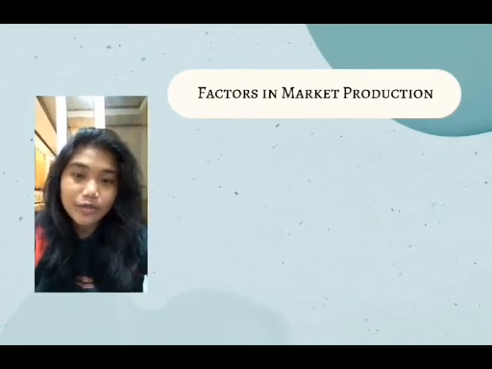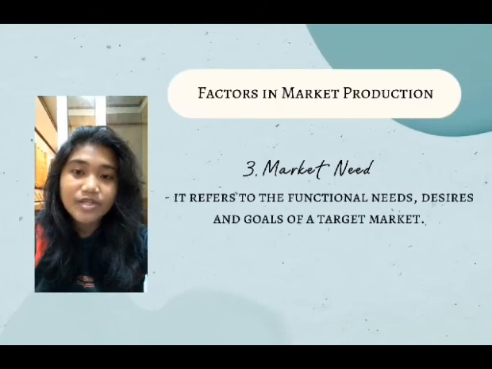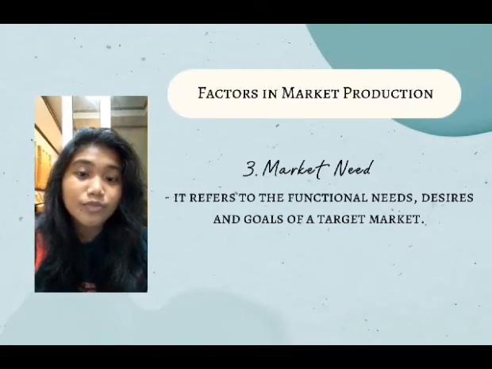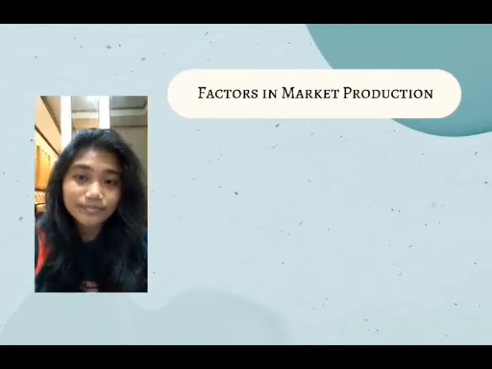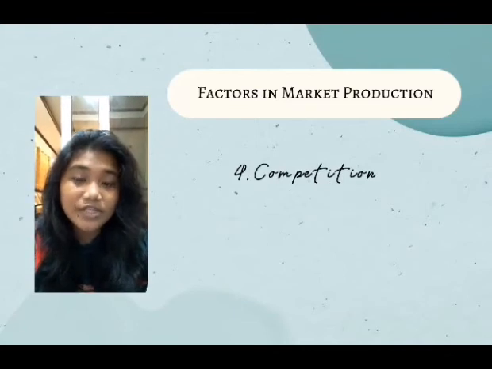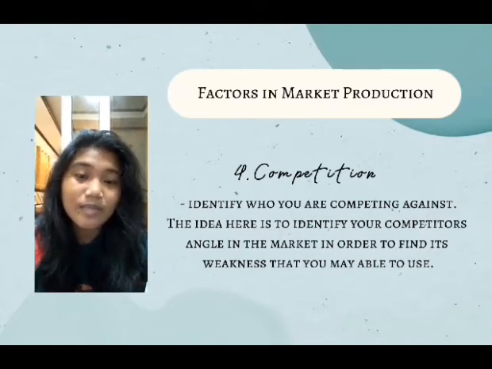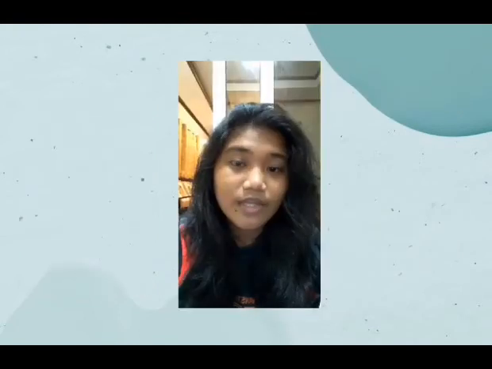And next, the third one, which is the market need. It refers to the functional needs, desires, and goals of a target market. So you might want to figure out what is in demand in the market, for you to have an idea or a hint of what kind of product you want to produce or sell. The fourth one is competition. Here we will identify who you are competing against. The idea here is to identify your competitor's angle in the market in order to find its weaknesses that you may be able to use. And that is how we plan or organize our market production.